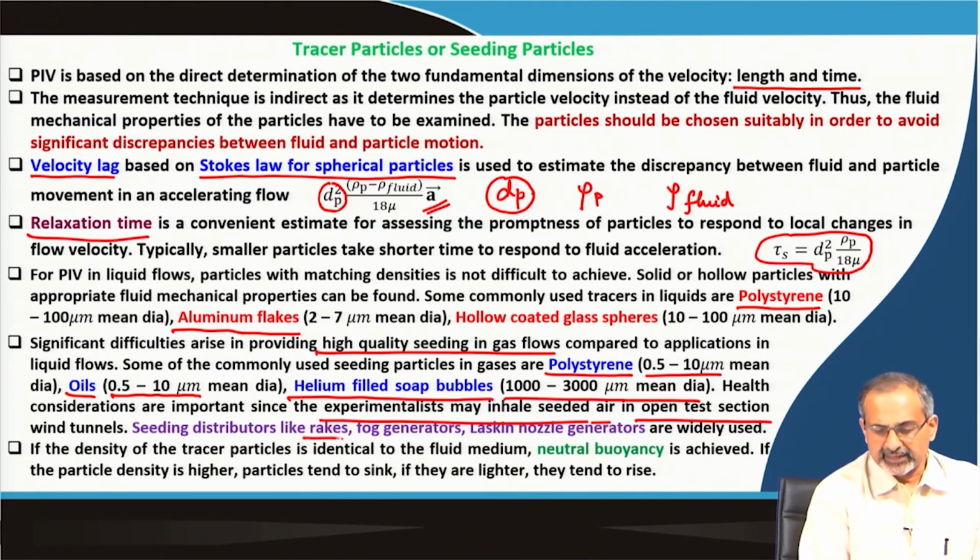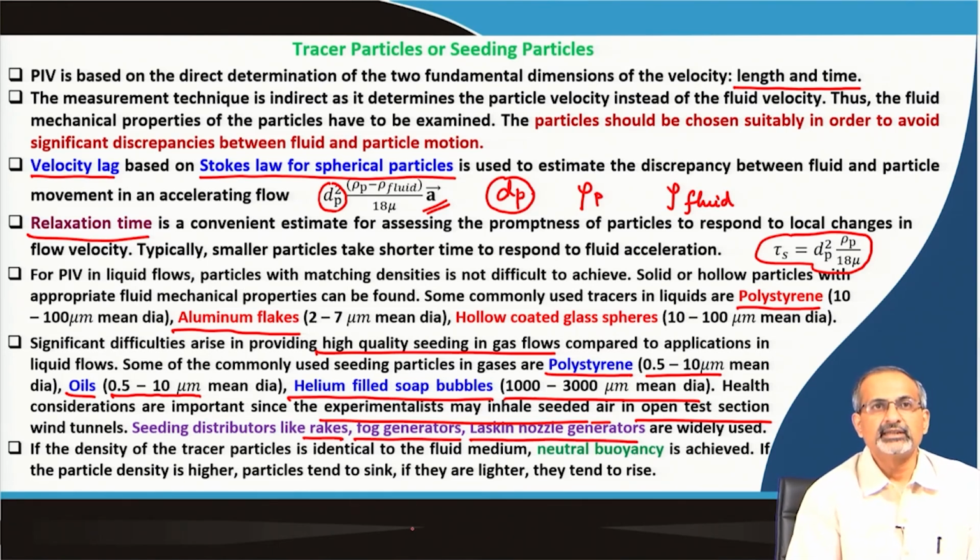Seeding distributors like rakes, fog generators, and Laskin nozzle generators are widely used for dispersing these seeding particles. If the density of the tracer particles is identical to the fluid medium, we have the situation of neutral buoyancy, which is ideal. If the particle density is higher, the particles would tend to sink or settle down. That means the trajectories will be distorted in a way that the particles tend to follow the direction along which gravity is acting. On the contrary, if they are lighter, they would tend to rise because they become buoyant in the heavier density fluid.